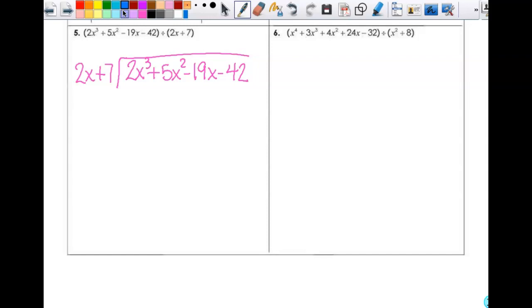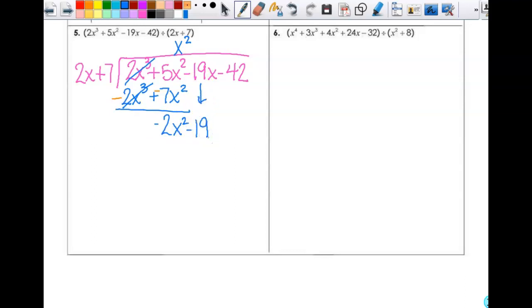All right, so I'm going to talk you through it. So 2x goes into 2x cubed, x squared times. So x squared goes above my x squared term. Okay, you've got to keep your work organized. So then I get 2x cubed plus 7x squared. I change the signs on both. Those zero out. Negative 2x squared, bring down my negative 19.